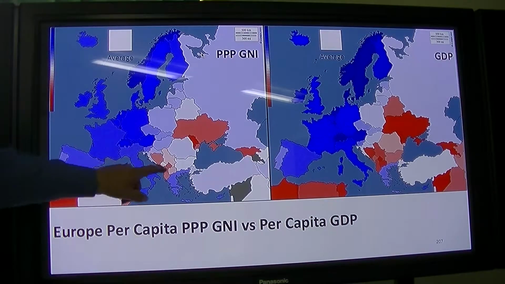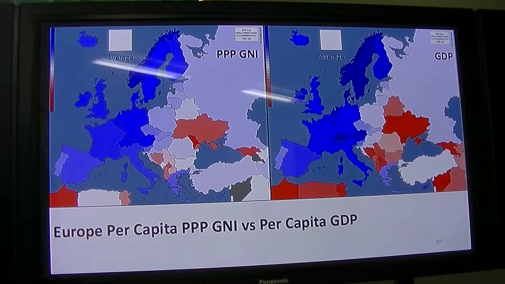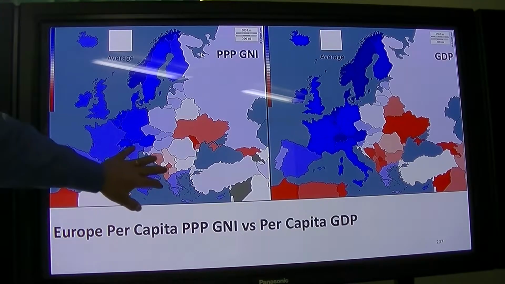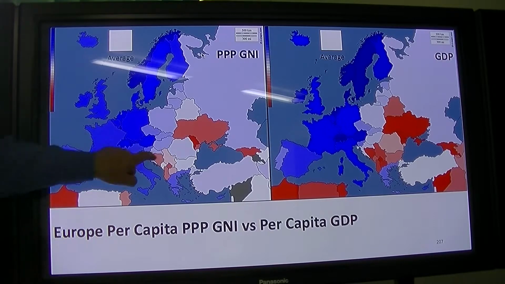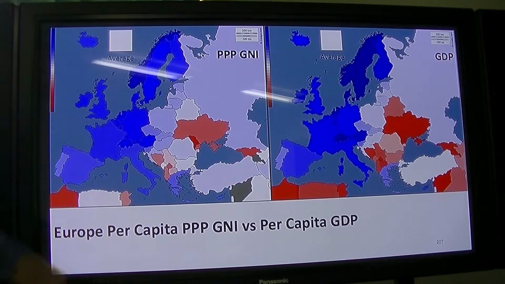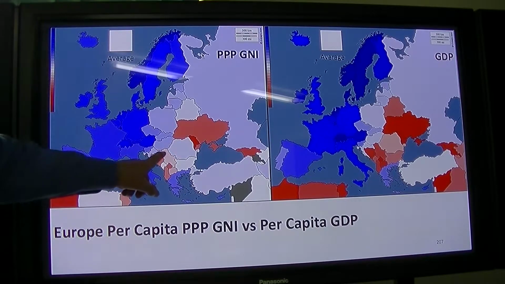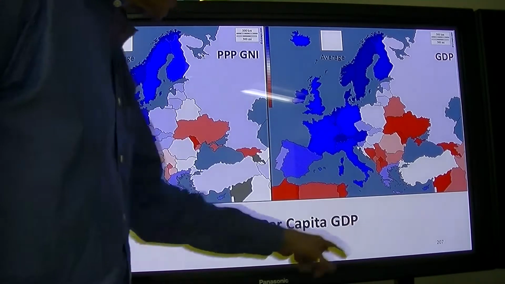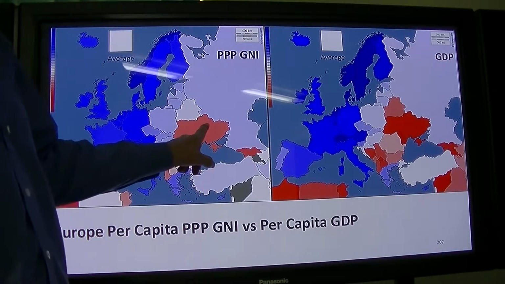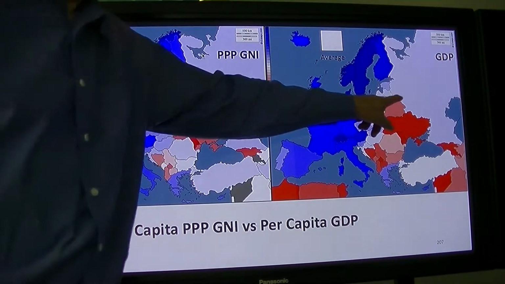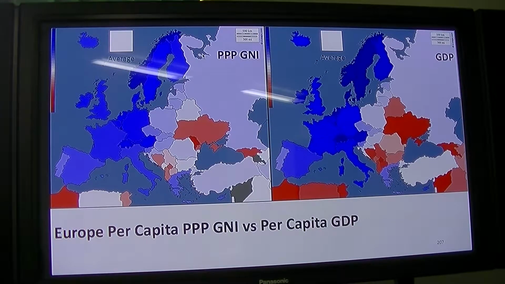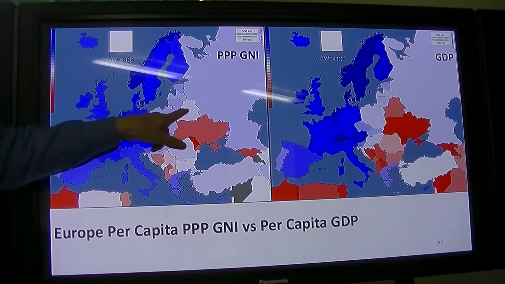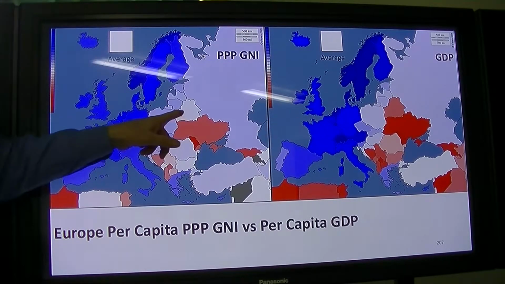Serbia, Bosnia, Herzegovina, these countries. I'm not Baltic. The Baltics are up here, but Turkey comes out pretty much the same. Ukraine not so bad. Belarus comes out a lot better. So this will tell you that the prices of non-traded goods in these countries are very low. So when the prices of non-traded goods are very low, the colors are going to be lighter or more blue.